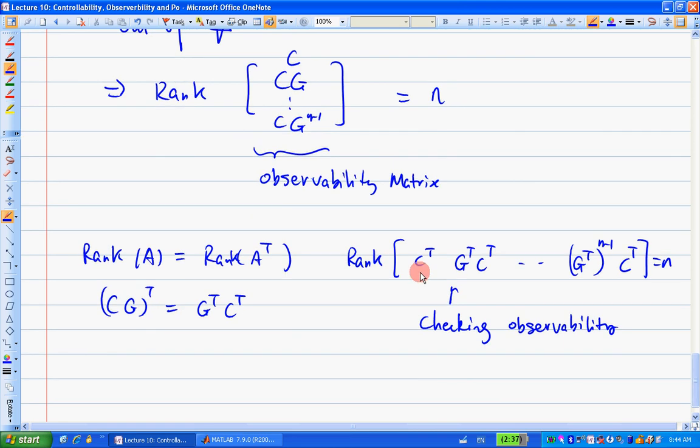It's actually quite easy. In MATLAB, all you need to do is form a new matrix based on C, Cg, up to Cg to the power of n minus 1. You put them together, and then you check the rank of that. If it's full rank, then it's observable. If the rank is n, it's observable, and likewise it's controllable for the other one.